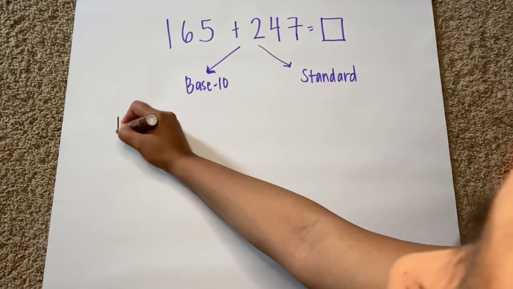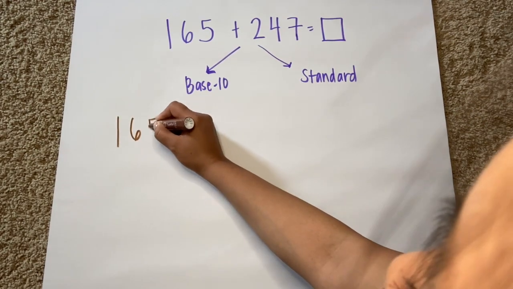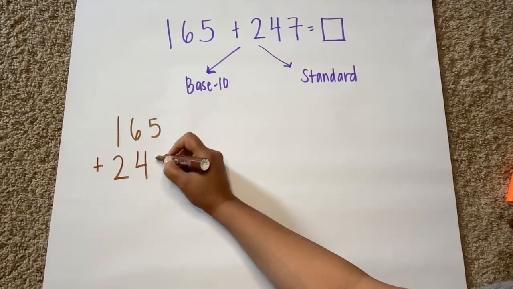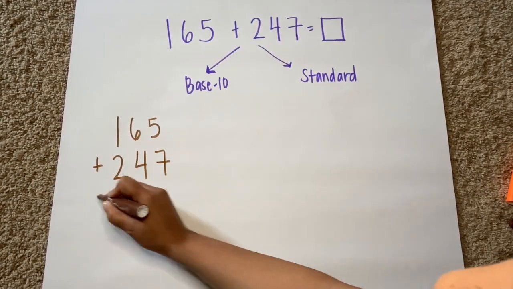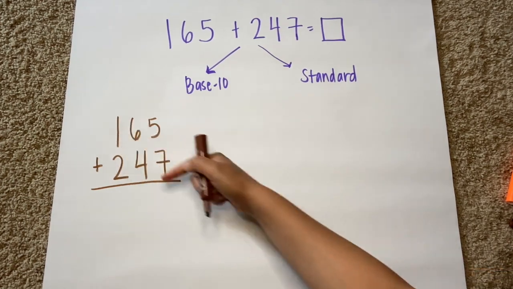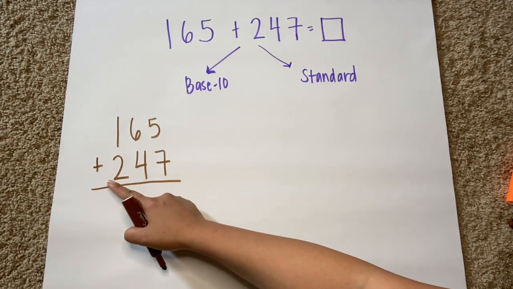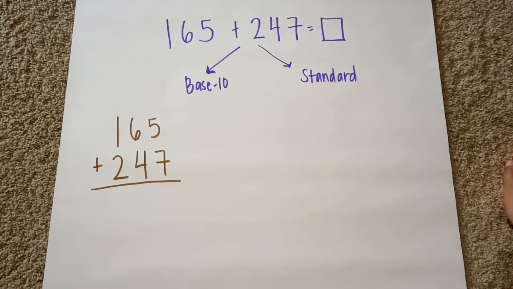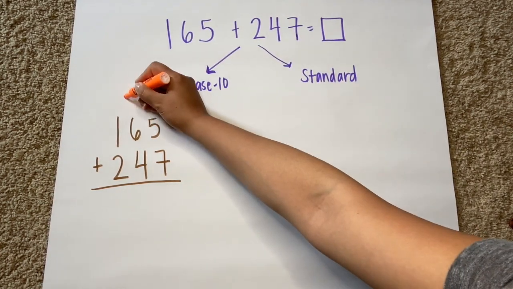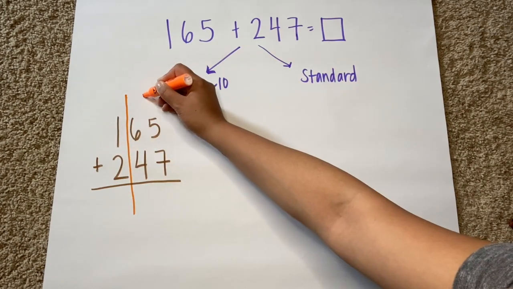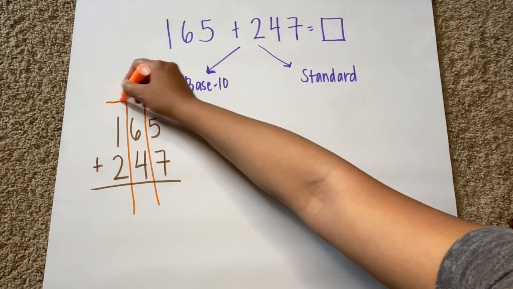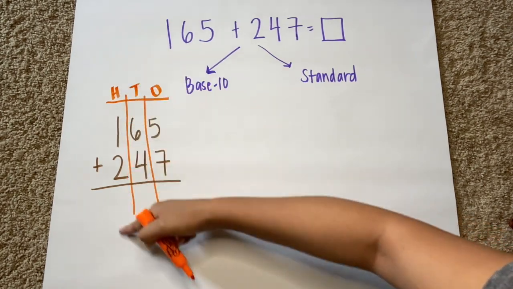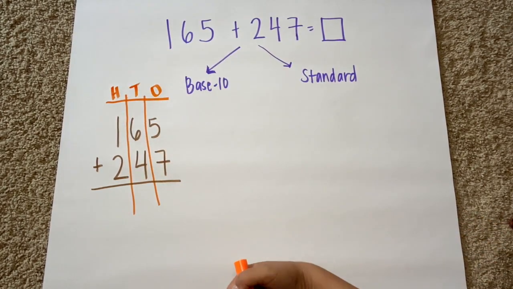So, 165 plus 247. I stacked my numbers neatly. I have the addition sign and I drew my line underneath. The next step is we need to draw our place value lines. Just like before. The steps are exactly the same. My hundreds, my tens, and my ones.